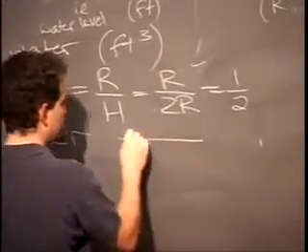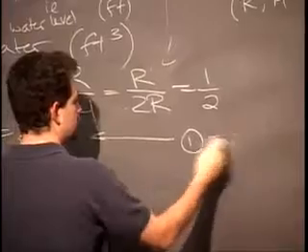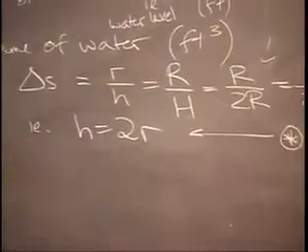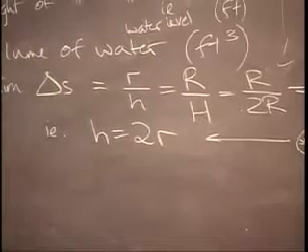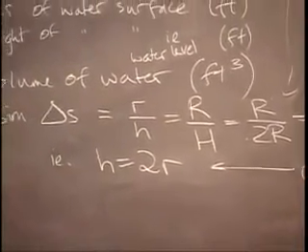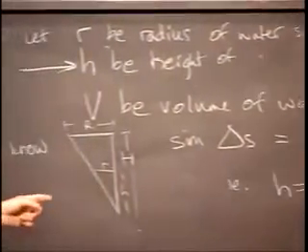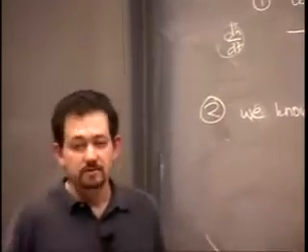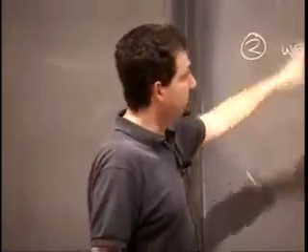Let's label this with a star. That's one equation relating the quantities h and r. h is the height of the water, that's certainly changing. So is the radius of the water. But it's a pretty simple relation between them: h equals 2r. It's not enough because we've also got the volume changing.